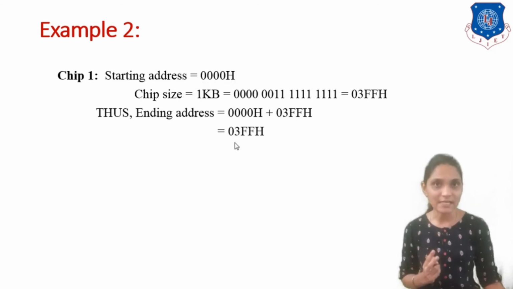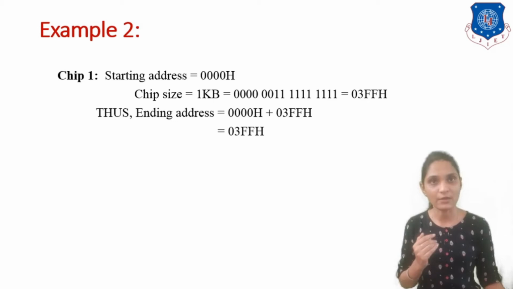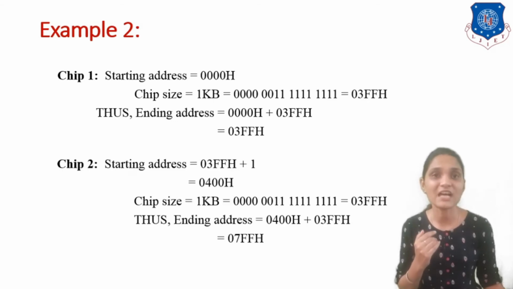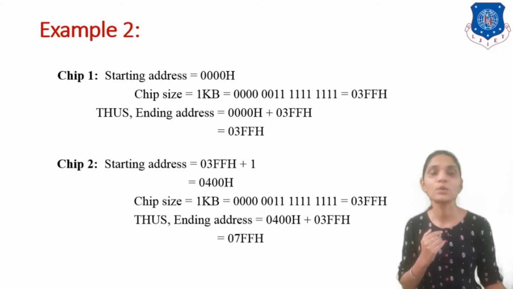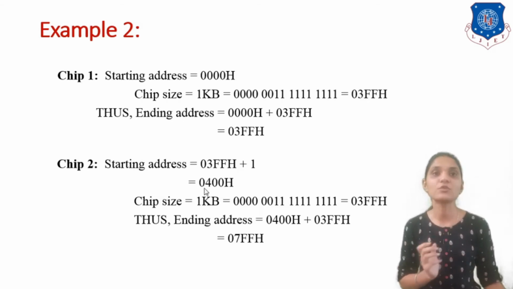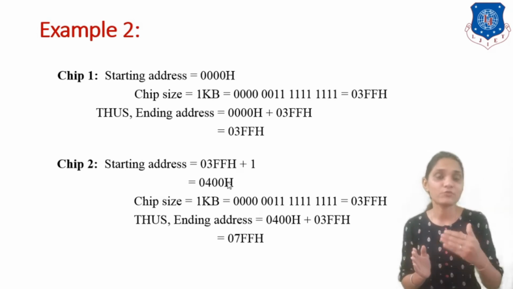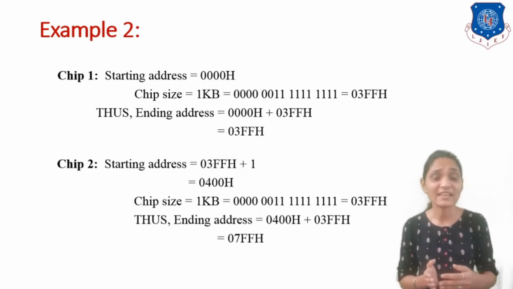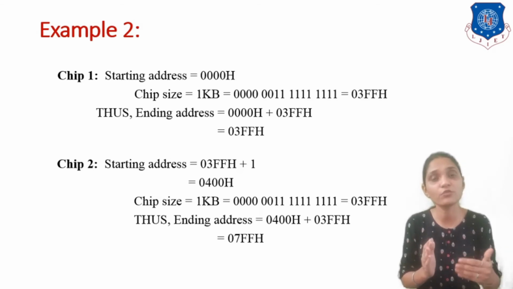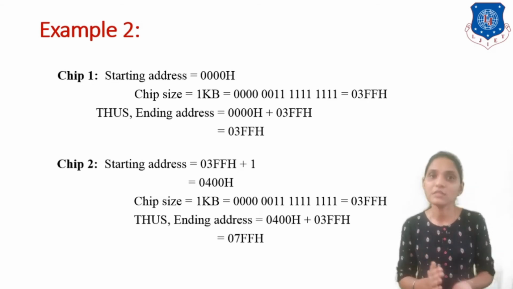For the second chip I can use the next immediate address after 03FF hex. The next immediate address is found by adding 1: 03FF hex plus 1 gives 0400 hex. It is not necessary that I start from this address. I can start from anywhere, because no address restriction is provided for the second chip, but in the general case we use the next address.